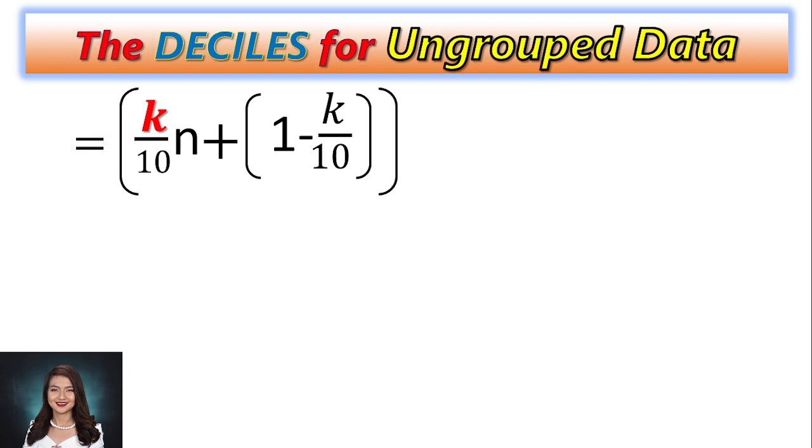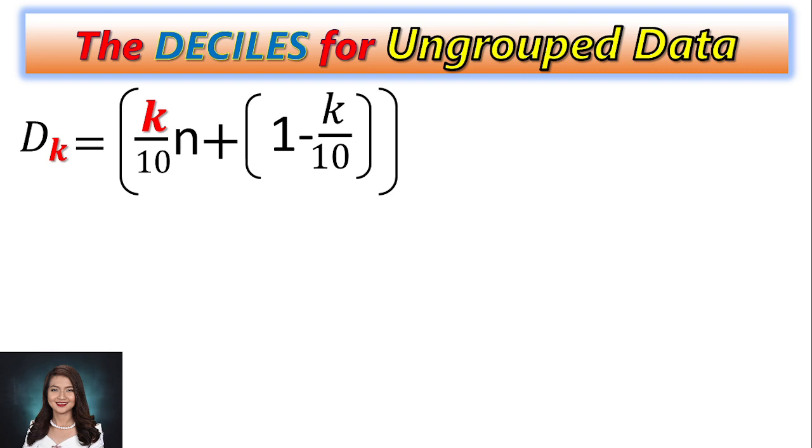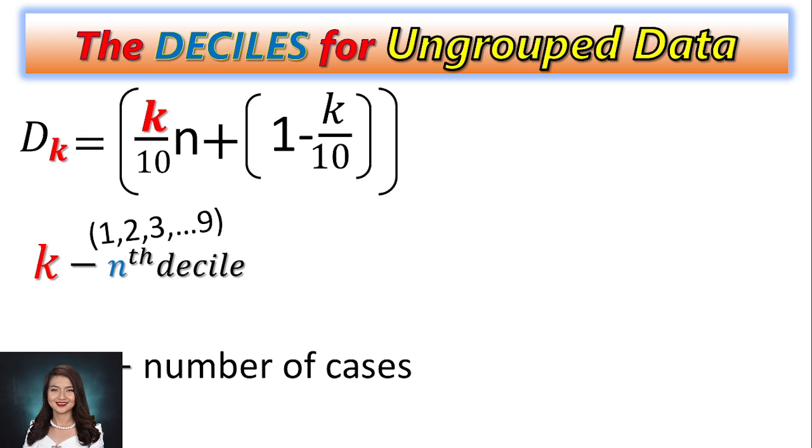Next, let's talk about the deciles for ungrouped data. Here is the formula: D_K is equal to K over 10 multiplied by the quantity N plus 1, wherein K is our nth decile and it represents decile 1, decile 2, decile 3 until decile 9. And our N is our number of cases, just like what we have said in quartile.